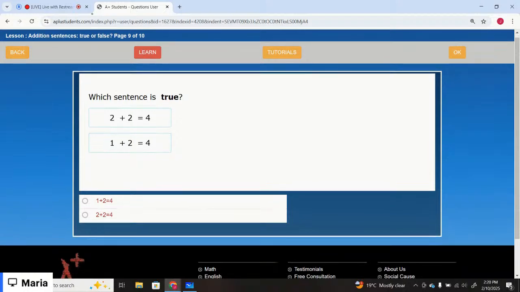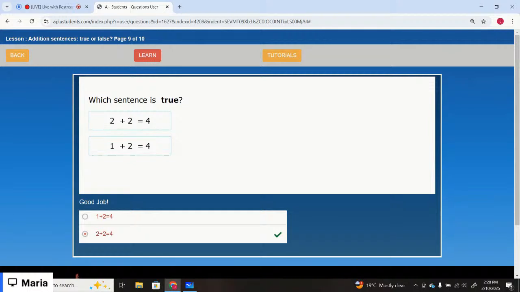Which sentence is true? 2 plus 2 equals 4, or 2 plus 1 equals 4? That is 2 plus 2 equals 4 is the correct option.